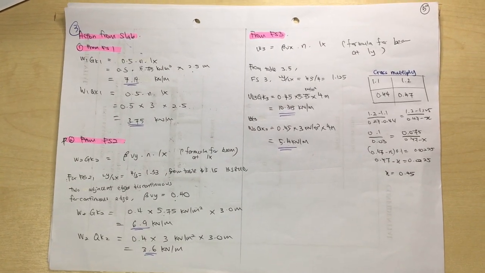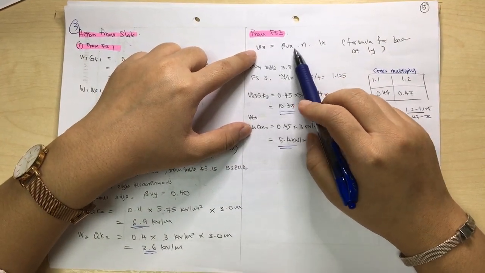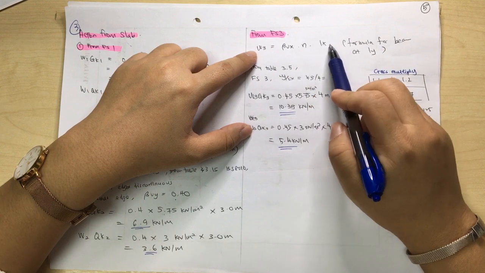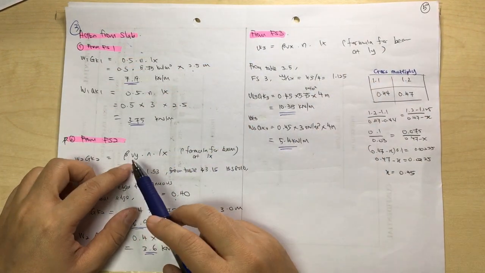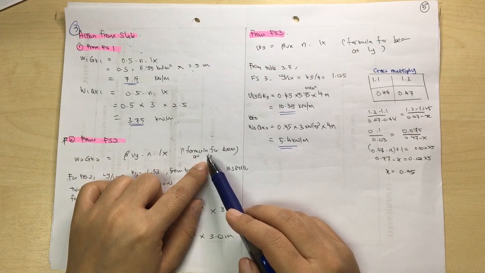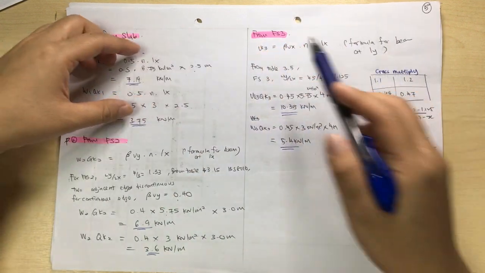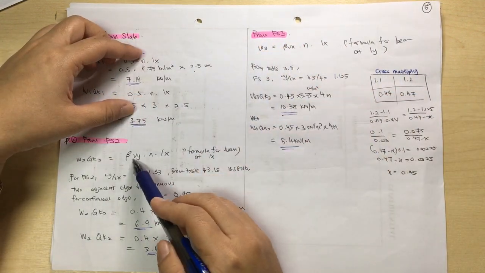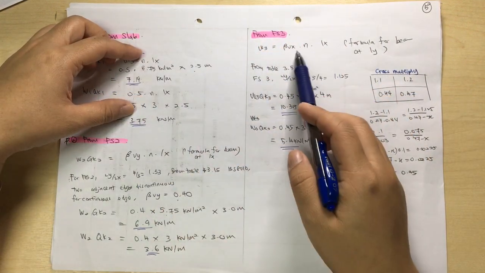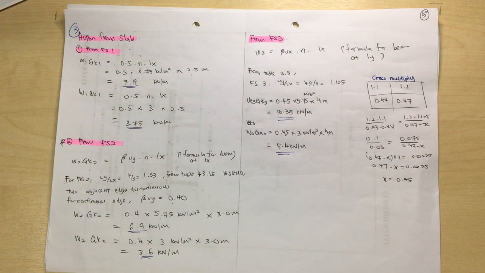So let's go for FS3. To calculate FS3, W3 now is using VVX times N times LX. So remember just now the difference here is the VVY, because this is the formula for beam at LX, and this VVX is the formula for beam at LY. So you need to be extra careful. If you use the wrong one, you will get the incorrect answer. So how can we get this? Also the same, we need to refer to Table 3.5.